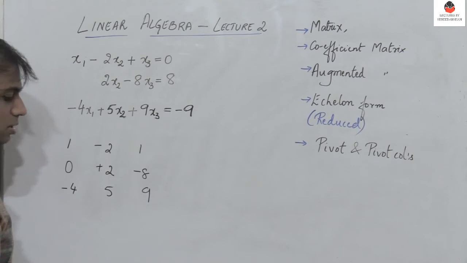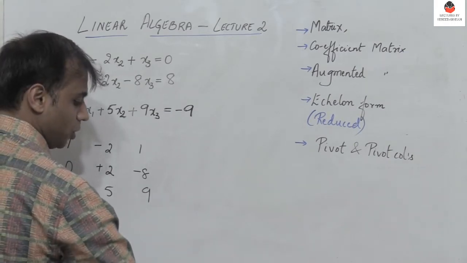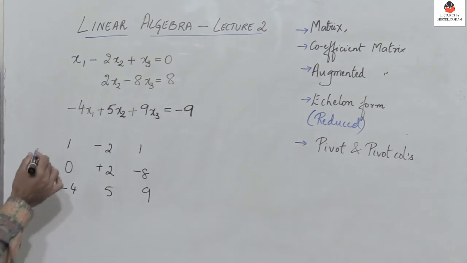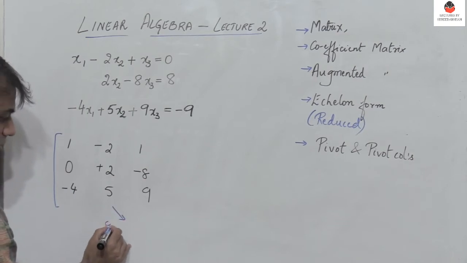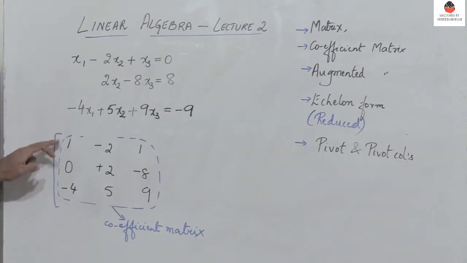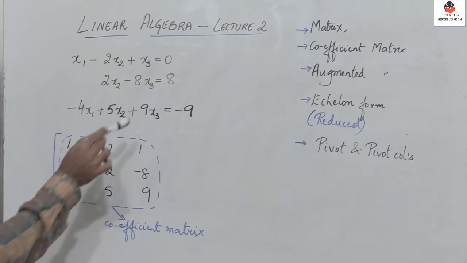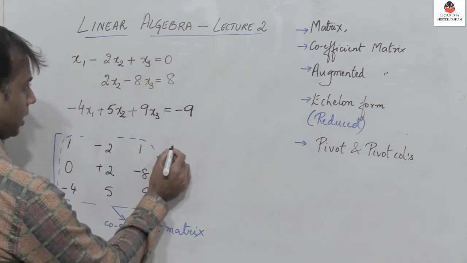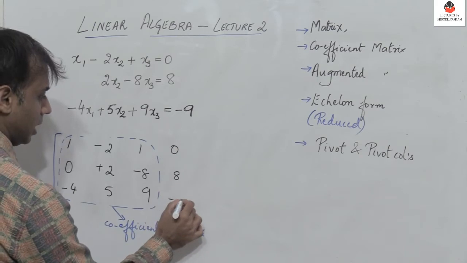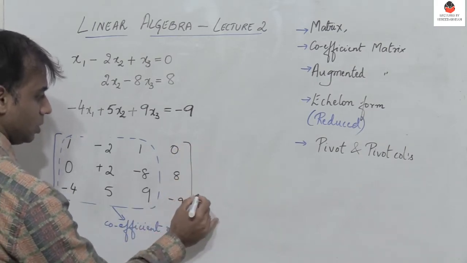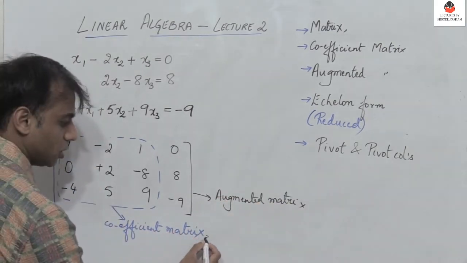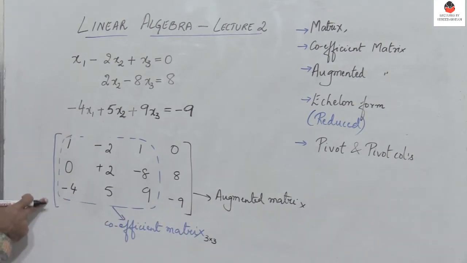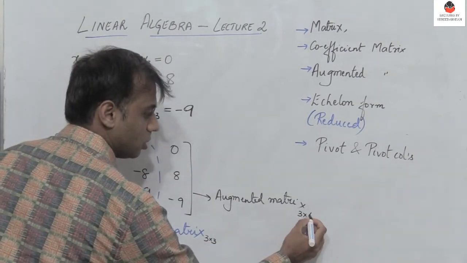Now if I represent the coefficients of all the variables in the form of a matrix, the matrix we get is referred to as the coefficient matrix. So this is the coefficient matrix. Here in this case, the coefficient matrix is a 3 cross 3 matrix. But along with the coefficient matrix, if I also include the RHS, wherein I have 0, 8 and -9, now this becomes the augmented matrix. So here the coefficient matrix is of order 3 cross 3, but the augmented matrix has 3 rows and 4 columns. This is of order 3 cross 4.